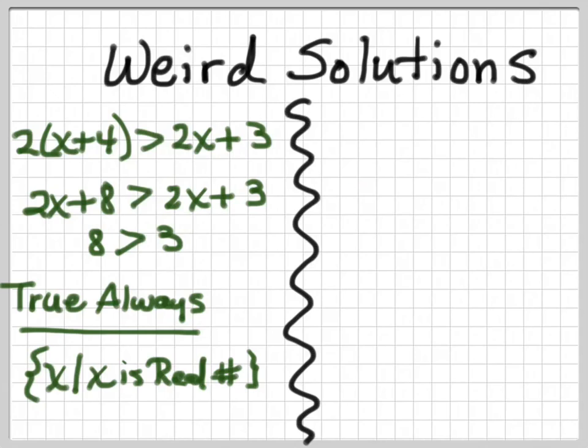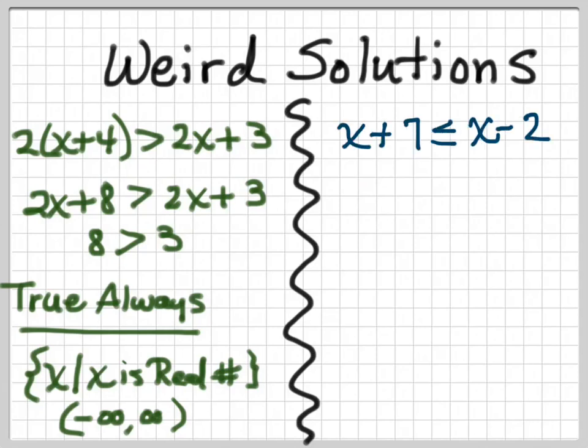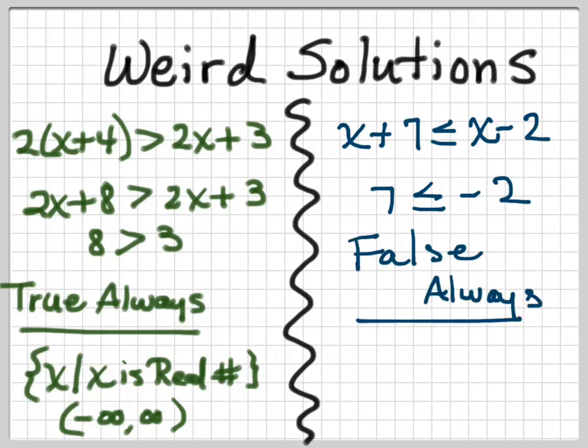x is going to be the set of all x such that x is a real number, or you could say the solution set is negative infinity to positive infinity, because any value for x will work if you wind up with a true statement. On the other hand, if I have x plus 7 is less than or equal to x minus 2, and I subtract x from both sides, I have 7 is less than or equal to minus 2, that is false always. So if my final answer will always be false, that means that there is no solution. It's the null set.